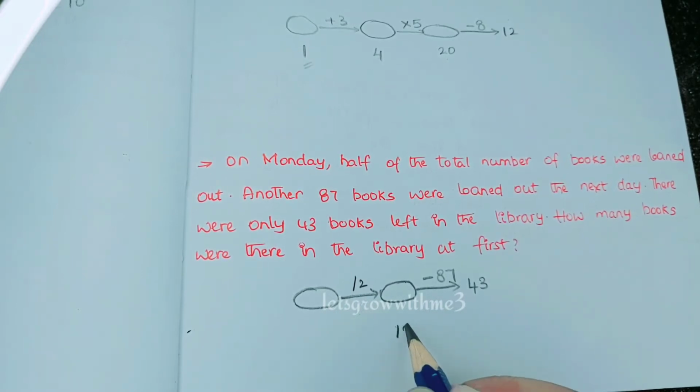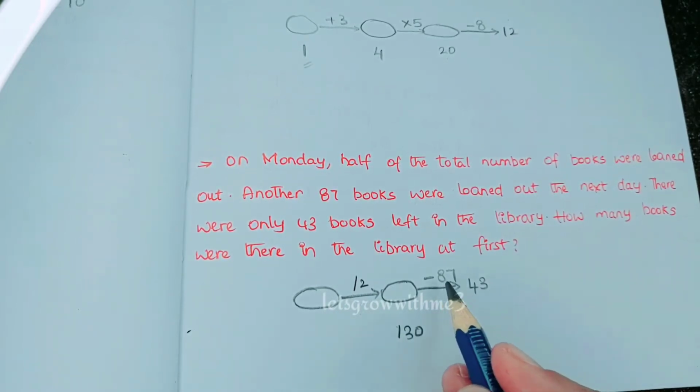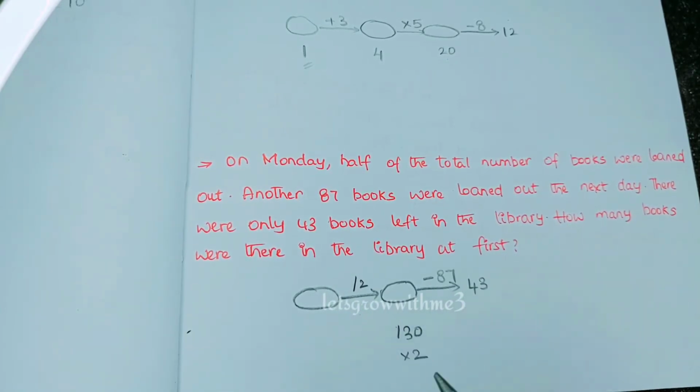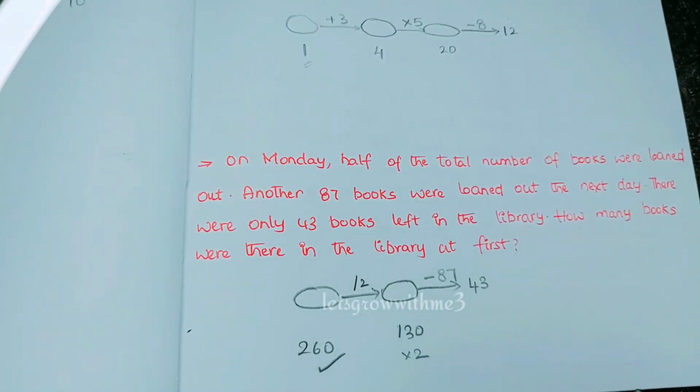87 plus 43, because it was minus 87 so we do plus 87, gives 130. Then 130 times 2, because the previous operation was divided by 2, so we do multiplication, and we get 260. So the initial value is 260. If you want, you can recheck: 260 divided by 2 is 130, and 130 minus 87 is equal to 43. So that's how we got our 260. Let's proceed to the next question.